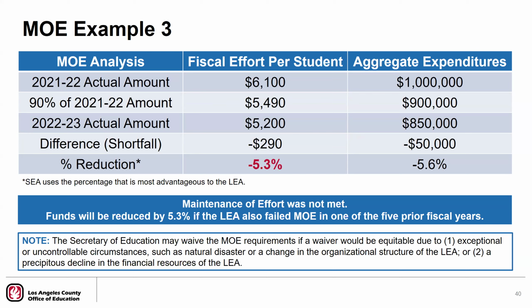And one last important thing to note is that the Secretary of Education has the authority to waive the maintenance of effort requirements due to exceptional or uncontrollable circumstances or a precipitous decline in the LEA's financial resources. And so that concludes this section.